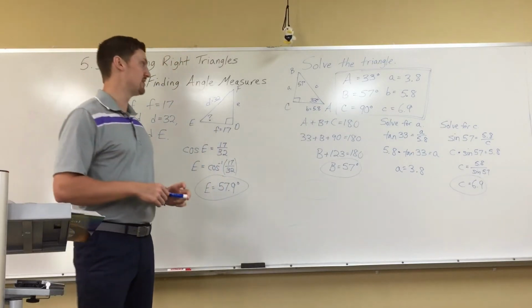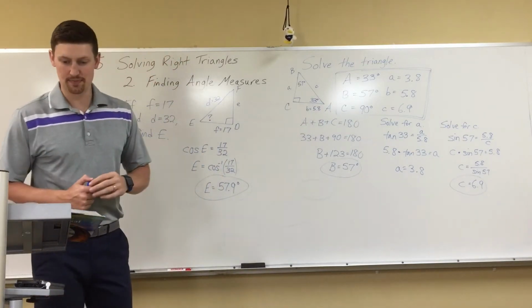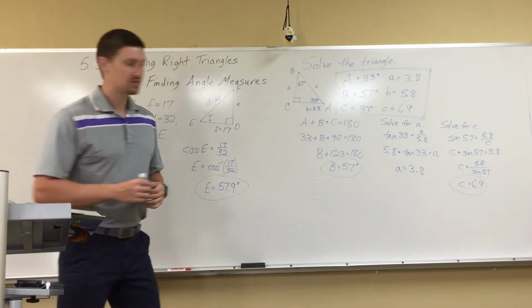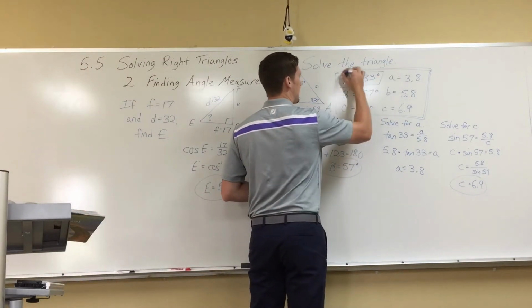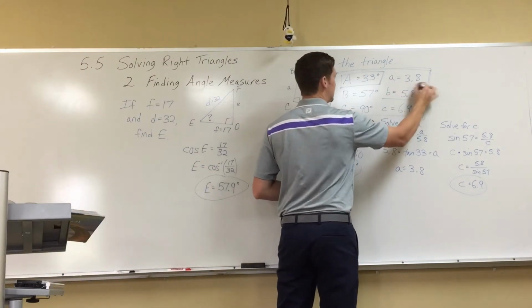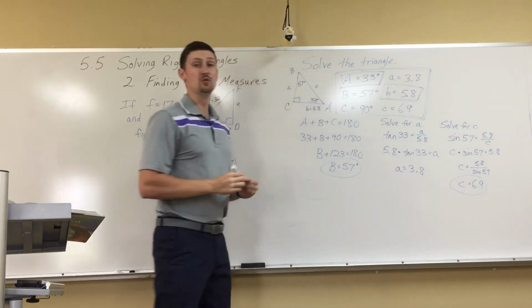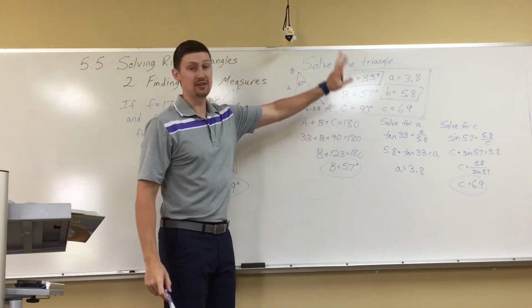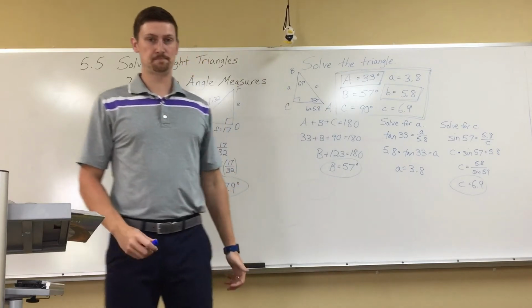And again, notice what we were given. Originally, I kind of mixed it up, but we were given just angle A and side B. That's all we were given. Now, we knew angle C was 90. We're only given two things, one angle, one side.